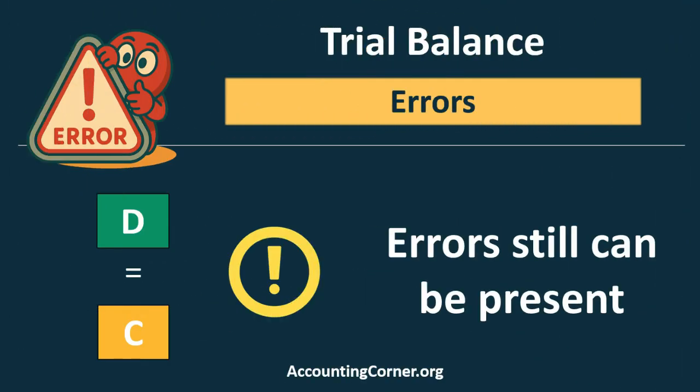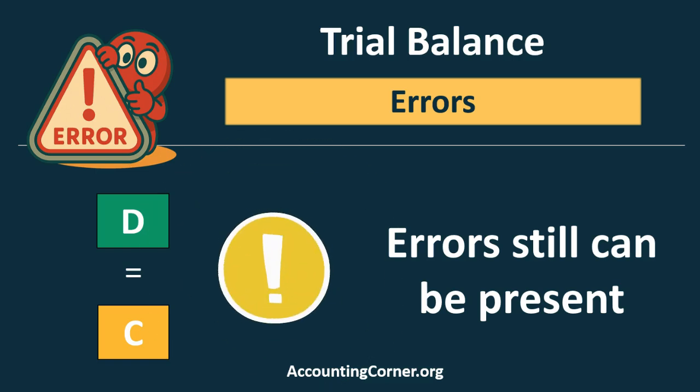Even if the trial balance shows that debits equal credits, errors can still be present. Why? Because the trial balance only checks the math, not the correctness of the transactions. If an account was posted to the wrong side, or with the wrong amount, or even to the wrong account entirely, the debits and credits may still balance, but the information is incorrect.